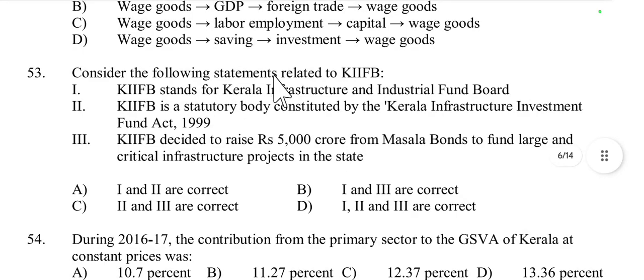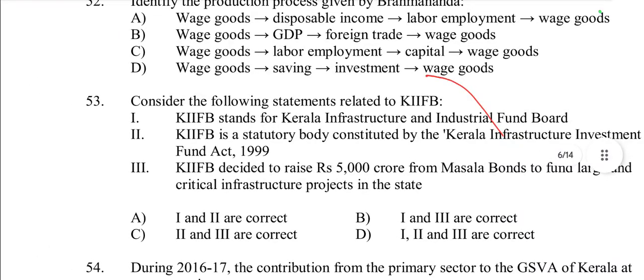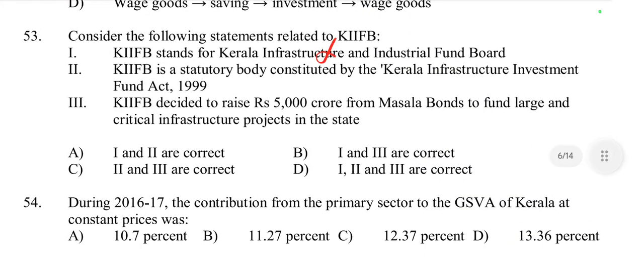Then question number 53, consider the following statements related to KIIFB. It stands for Kerala Infrastructure and Industrial Fund Board. No, this is incorrect. Then option number 1 is incorrect. Then KIIFB is a statutory body constituted by the Kerala Infrastructure Investment Fund Act 1999. Yes, it is Kerala Infrastructure Investment Fund. Then it decided to raise 5,000 crores from masala bonds to fund large and critical infrastructure projects in the state. Yes, 2 and 3 are correct here.